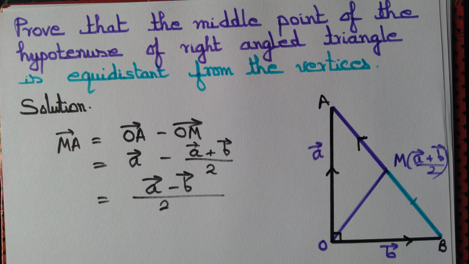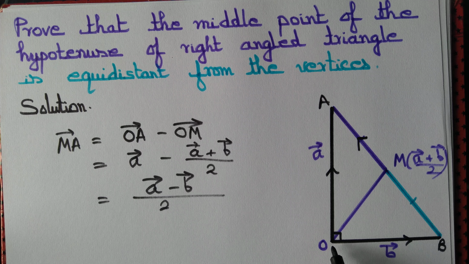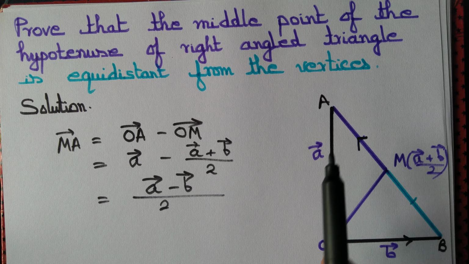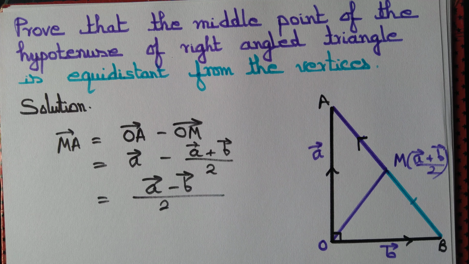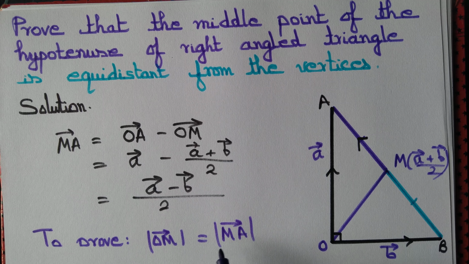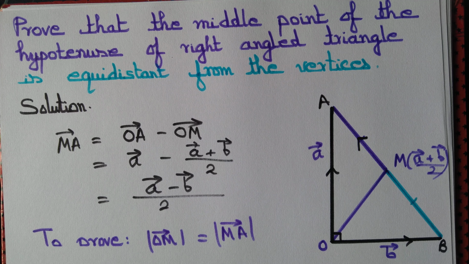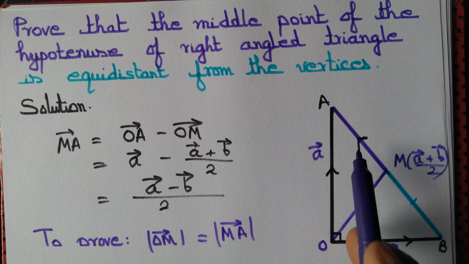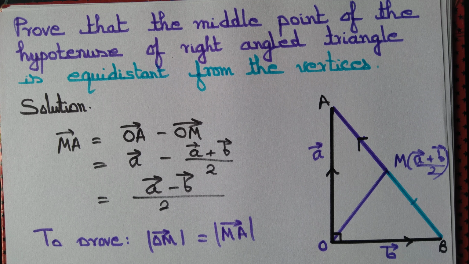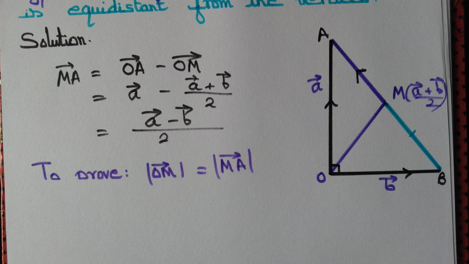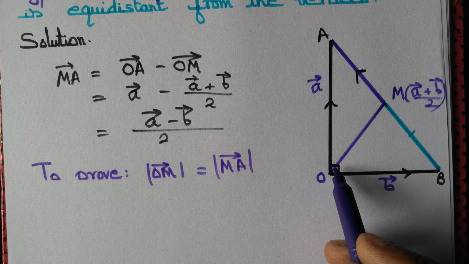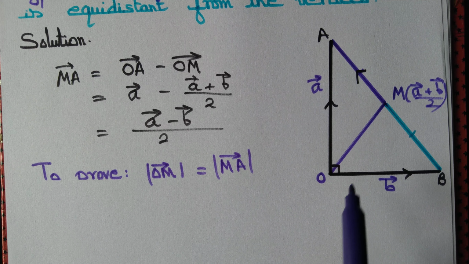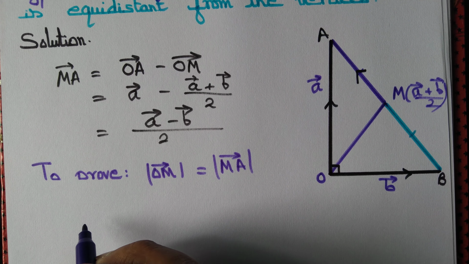An obvious question once again is why should it be that OM equals MA? To prove, the magnitude of OM must be equal to the magnitude of MA. They are not equal as vectors, but by OM equal to MA, I mean that their magnitudes are equal. Why should it be so? It should be so because triangle AOB is a right angle triangle.